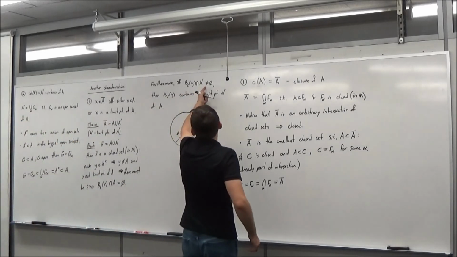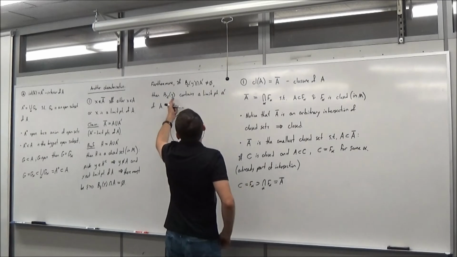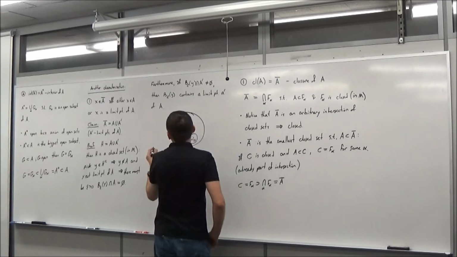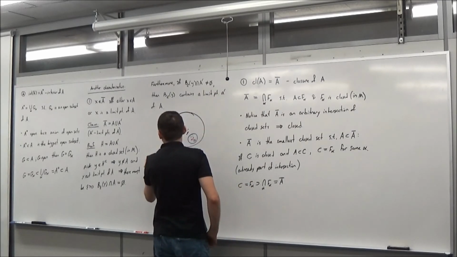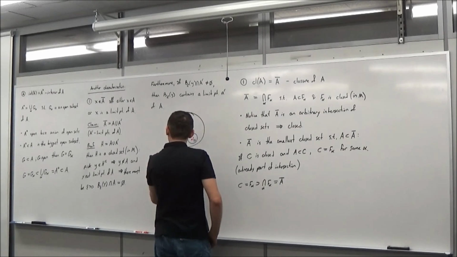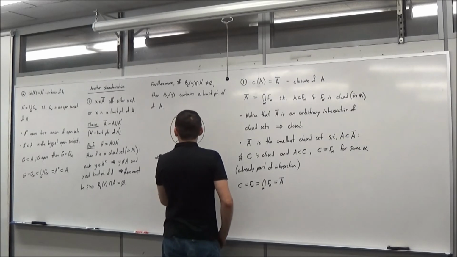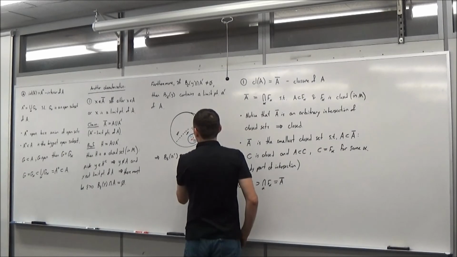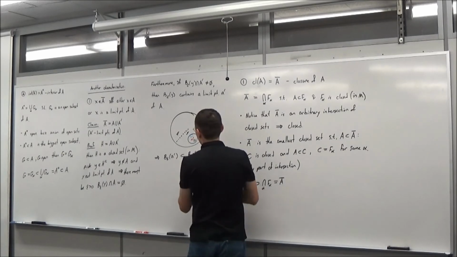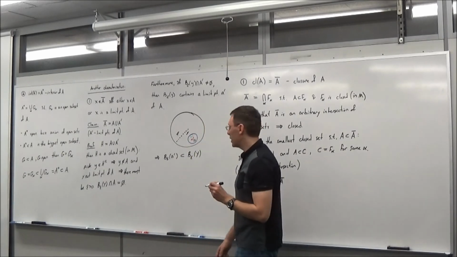So if this intersection with A prime is not empty, then the ball contains a limit point A prime of A, which implies that there's going to be a ball of radius delta around A prime, which is part of the ball of radius epsilon around Y. That's the blue ball that I drew here.